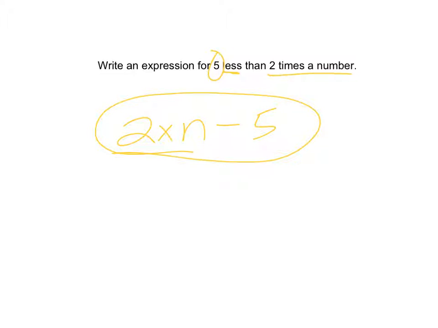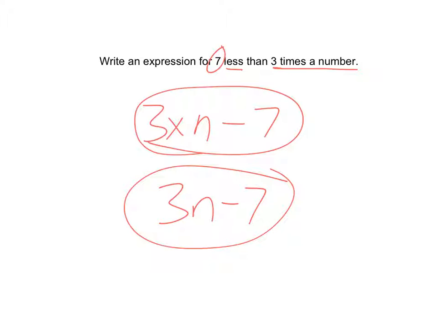Write an expression that is 5 less than 2 times a number. 2 times a number. We see the word less, so we're going to subtract 5. So we get 2 times N minus 5. And that would be how we could write it. Remember, when it comes to writing it, we don't need that times in between, and we could just write 2N minus 5.